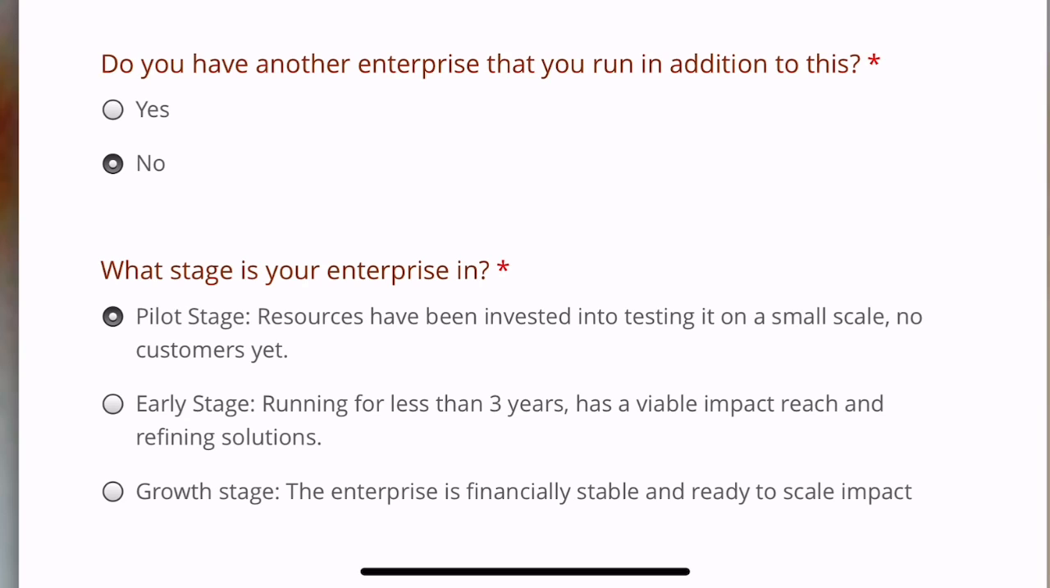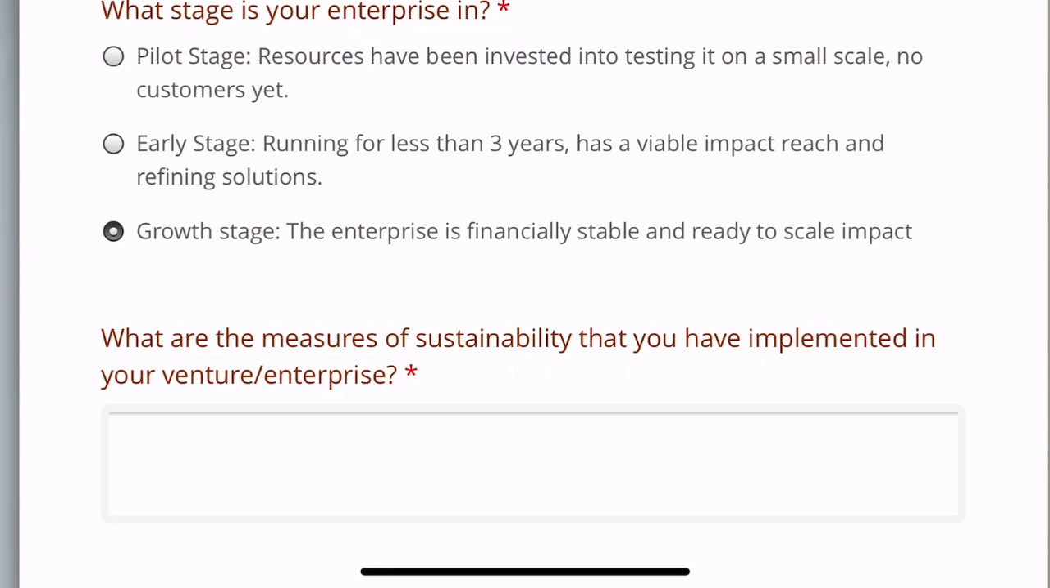So, depending on the stage of your enterprise, you choose from these 3 options. If your business has resources that have been invested into testing it on a small scale, but you don't have any customers yet, you choose the pilot stage. And if your business has been running for less than 3 years, but you have a viable impact and you are refining your solutions, you choose an early stage startup. The growth stage is for enterprises that are financially stable and ready to scale their impact.